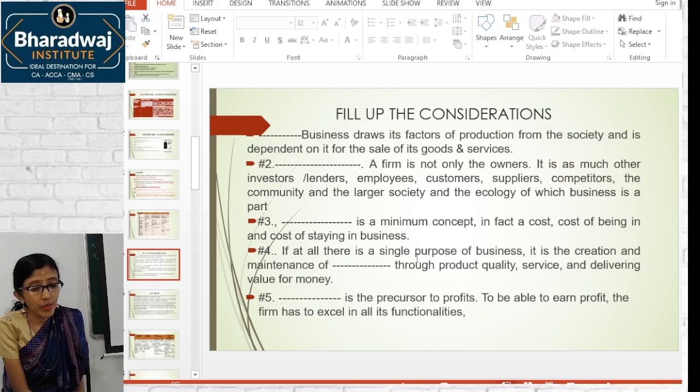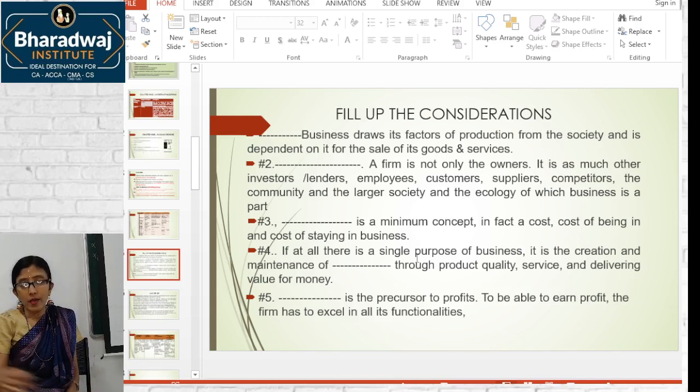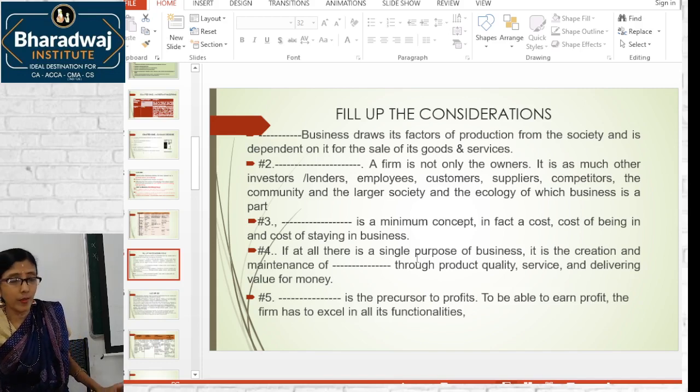A firm is not only the owner. It is as much investor, lender, employee, customer, supplier. Third one is dash is a minimum concept. In fact, the cost of being and cost of staying in a business. And if at all there is a single purpose of business, it is creation and maintenance of dash. And dash is a precursor to profits. So you can try out this segment.